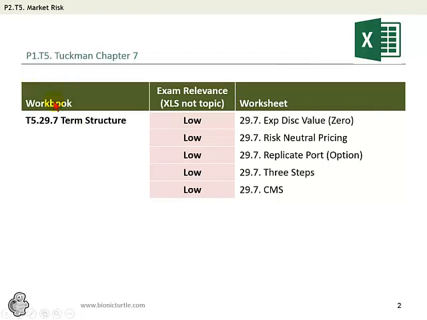And so there's a workbook associated with this reading, and the workbook is labeled this way. T5 is Topic 5, which is Market Risk in Part 2 of the FRM. The 29 indicates this is Reading 29 from the 2013 syllabus. And then the 7 indicates Chapter 7 from Tuckman. So we tried to use this syntax here to be a little more consistent with the readings. Reading 29, Chapter 7, and it's the science of term structure models.